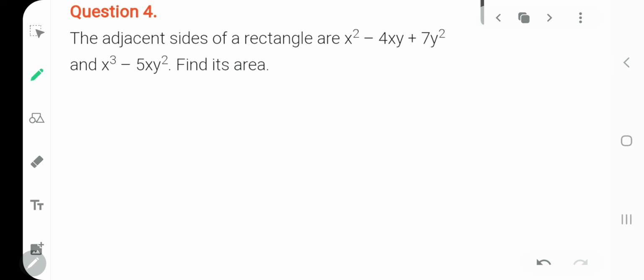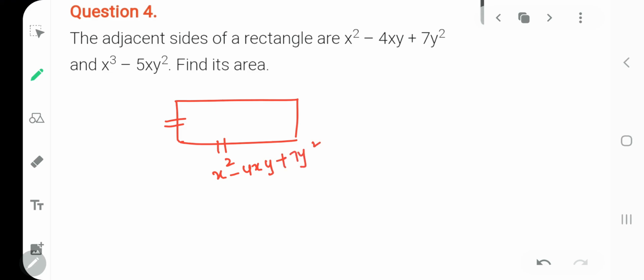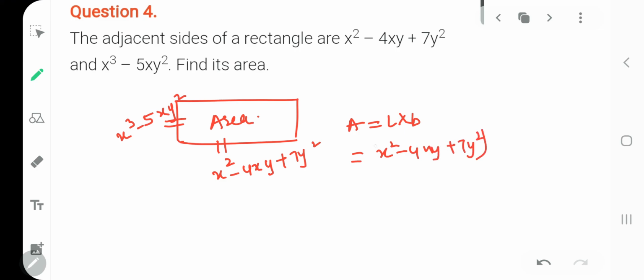Next I have the adjacent sides of a rectangle. So if this is a rectangle, these are the adjacent sides. One is given x square minus 4xy plus 7y square and the other is given x cube minus 5xy square. Now you have to find the area. My dear kids, your area is always length into breadth. So length is given as x square minus 4xy plus 7y square, and your breadth is given as x cube minus 5xy square.